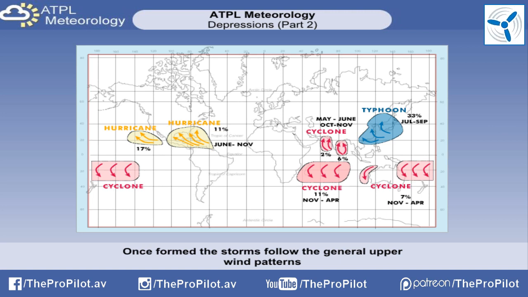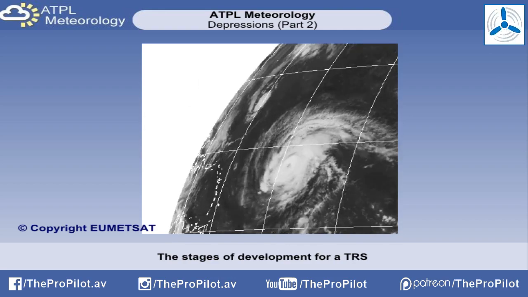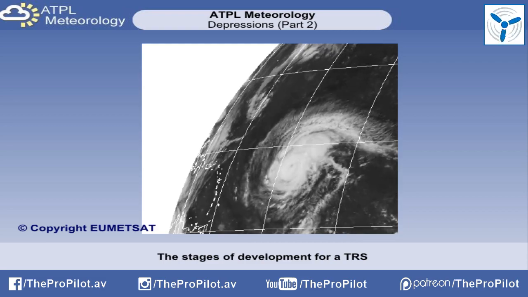Look at this distribution map of the main tropical storm tracks around the world, and notice how the storms generally follow the peripheries of the subtropical anticyclones. There are distinct stages that can be identified during the development of tropical storms. Let's look at these now.